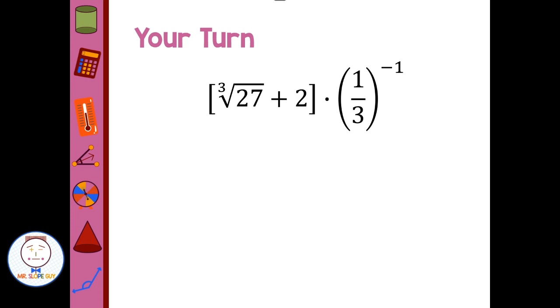All right, here's one last one for you guys to try. We got some cube roots and we have a negative exponent. So you guys try this one, see how you do, and then come back, we'll check and see if you got the right answer.